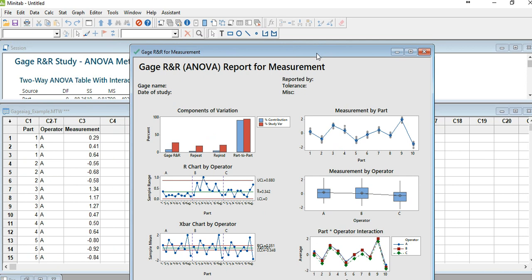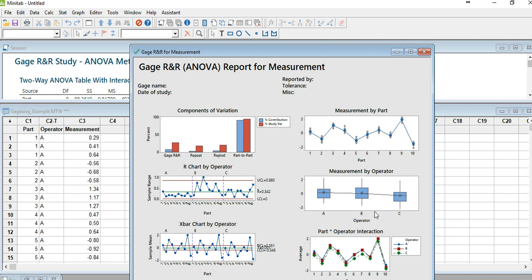Okay, so here is the output. I also gave a screenshot in the presentation. Okay, so we said that the PowerPoint has a detailed description of all the explanations, right? So briefly, we can see that the majority of the variation is due to parts.